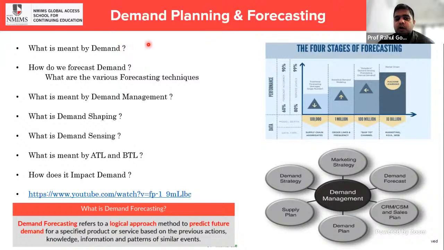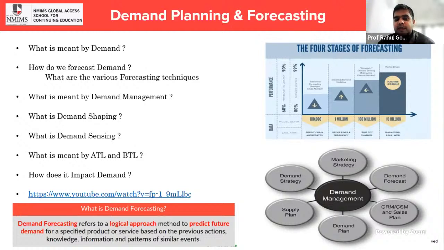You understand now, for example, this question that what is meant by demand? This, in fact, we discussed also, right? You understand tertiary, secondary, primary demand, right? Yes, so there's no more discussion required on that, right?